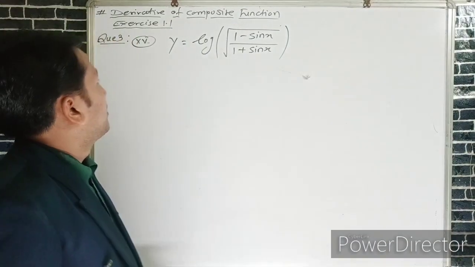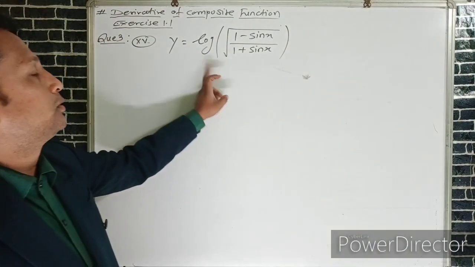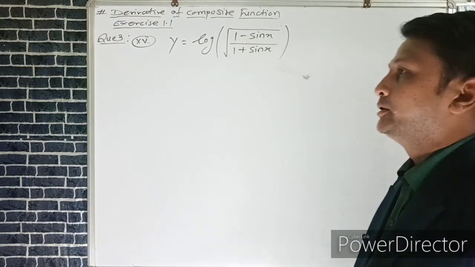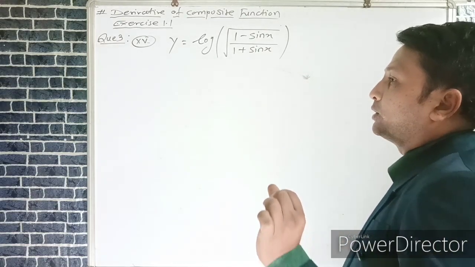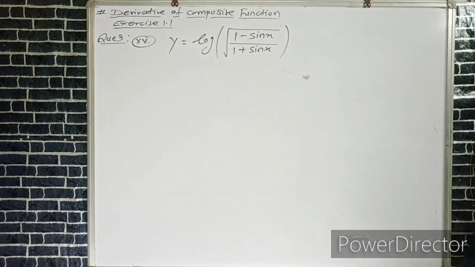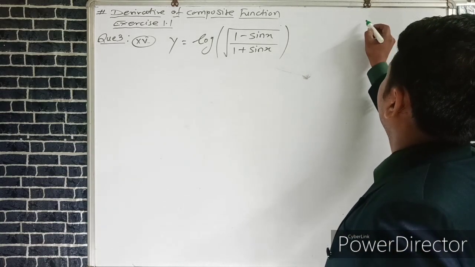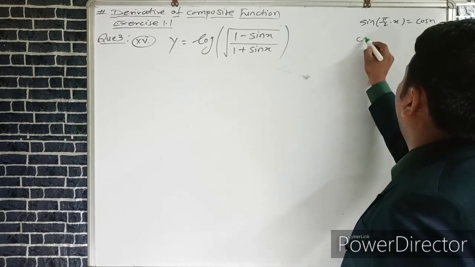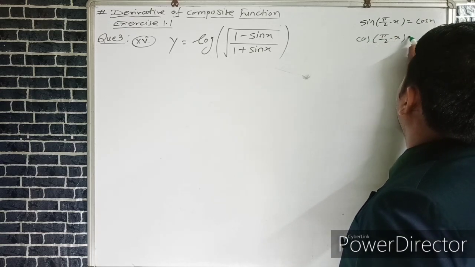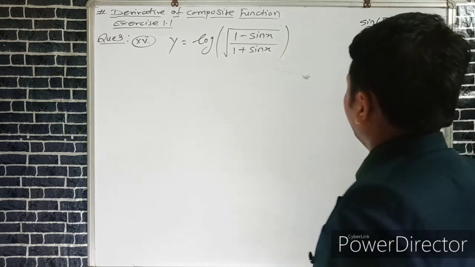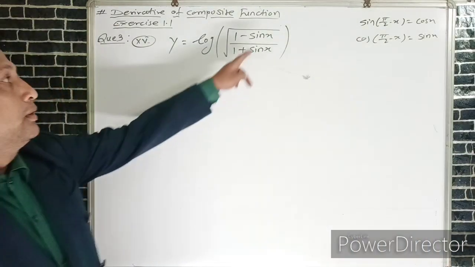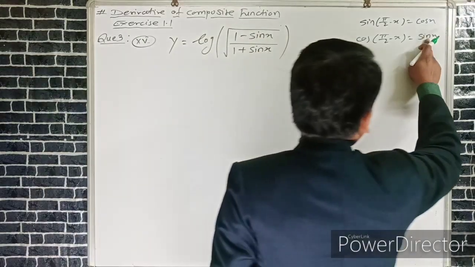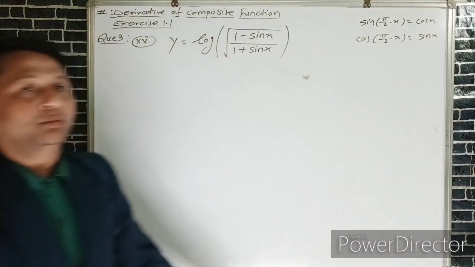Next one is example number 15. Y is equal to log of under root of 1 minus sin x upon 1 plus sin x. If we solve this example, then we know the first quadrant rules. The first quadrant rule is sin of pi by 2 minus x is equal to cos x and cos of pi by 2 minus x is equal to sin x. Here, if we convert this sin x into cos, then we can write sin x is equal to cos of pi by 2 minus x.